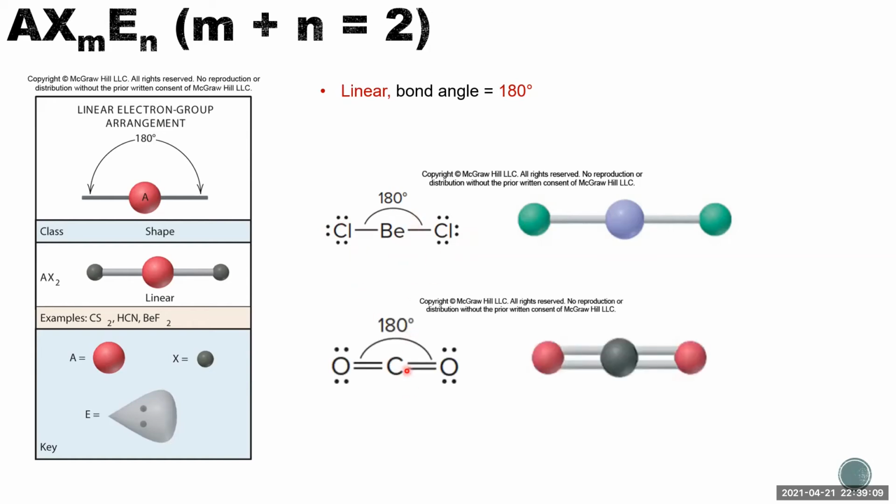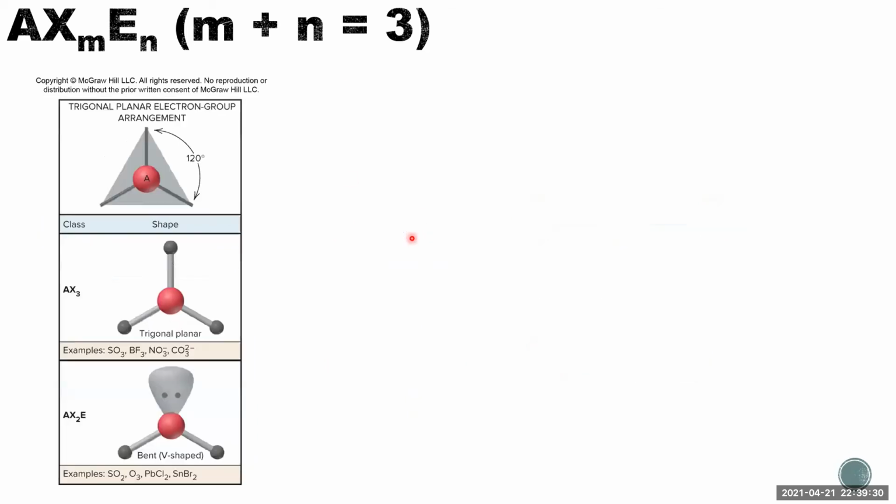So as you can see here, if we have a single bond or we have a double bond, it does not matter. What matters is how many atoms are bonded to the central atom and how many electron pairs are there in the central atom. So in both of the cases here, it's a linear shape with 180 degrees. All right, so let's move on to the m plus n equals 3 case. In this case, since we have multiple X and we may have electron pairs, we'll just talk about an easier situation, assuming all X are the same atoms.